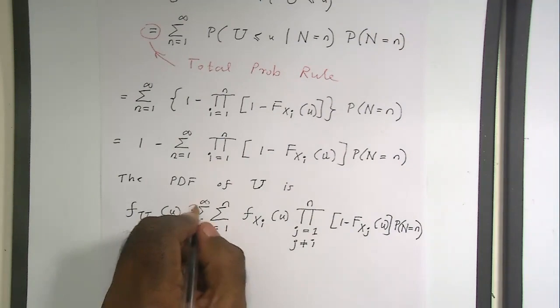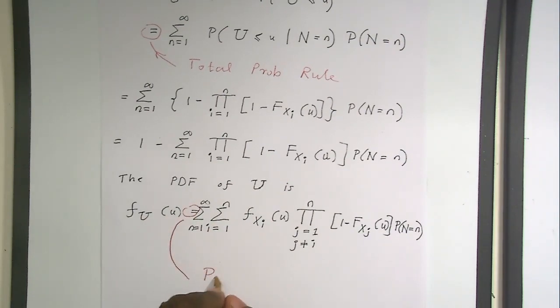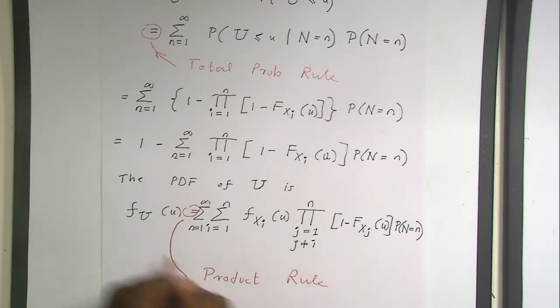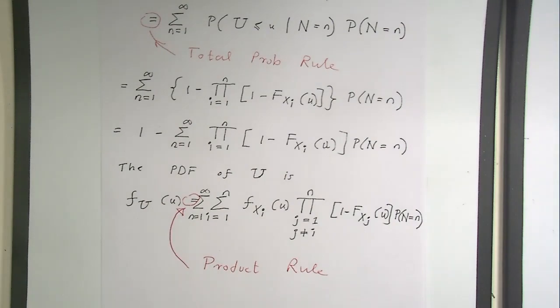So the result I have used to get this is, if you differentiate this with respect to u using the product rule, this is what you will get. It's just the product rule for the product of n functions. Right.